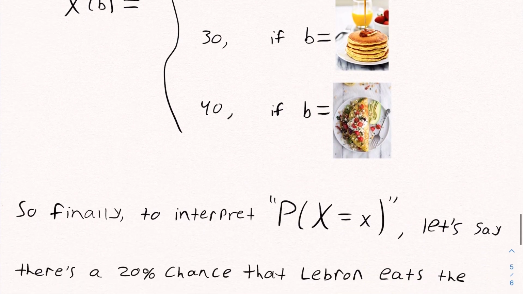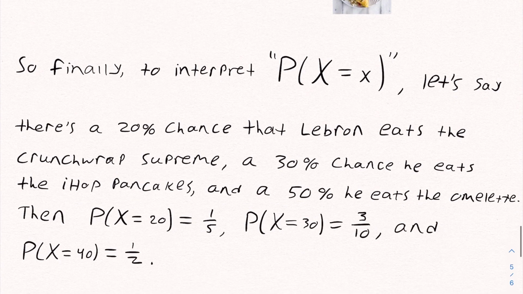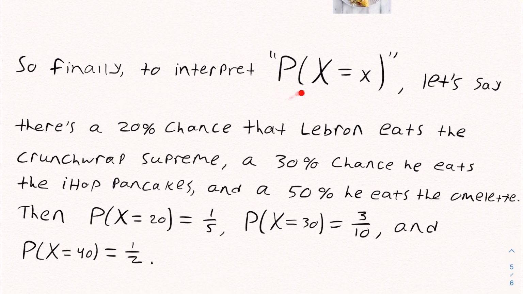So tackling the question then of interpreting this piece of notation right here, the probability that capital X is equal to some little x. How do we interpret that? Well, say there's a 20% chance that LeBron eats the Crunchwrap Supreme, a 30% chance that he eats the IHOP pancakes, and a 50% chance that he eats the omelet. What this tells us is that the probability that capital X is equal to 20 is 1/5.